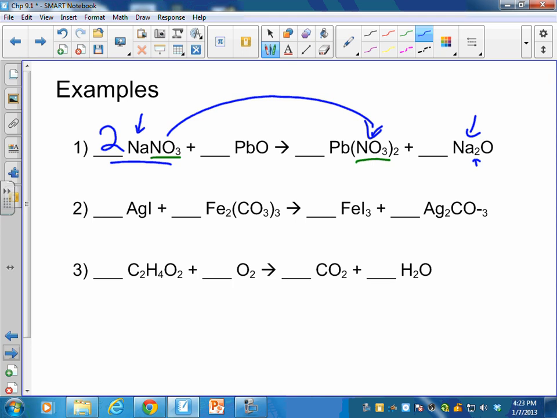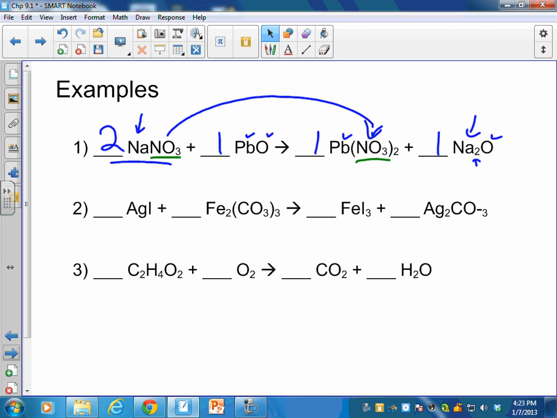Now I check the lead. 1 lead here, 1 lead here, okay? 1 oxygen here, 1 oxygen here, fine. So I don't have to put any numbers in front of these. We normally don't do this, but I'm just going to put the ones there as an example to emphasize that we have 1 lead on the reactant side, 1 lead on the product side, and everything is balanced there with those coefficients.